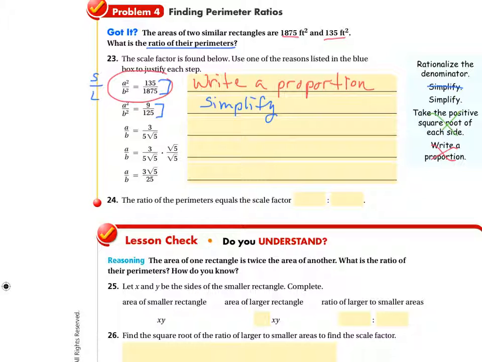Why is it the positive? Right, there's side lengths, they can't be negative. So we took the positive square root of each side. And then what are they doing from here to here? They are rationalizing that denominator, right?